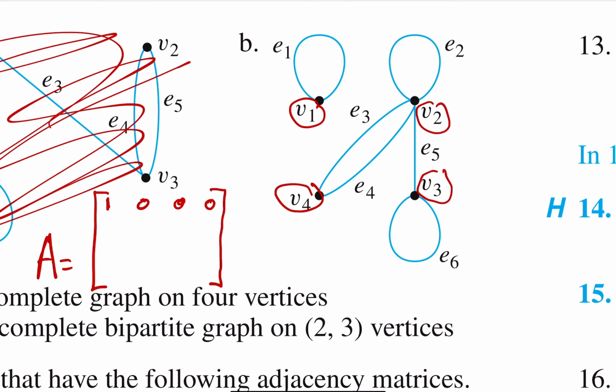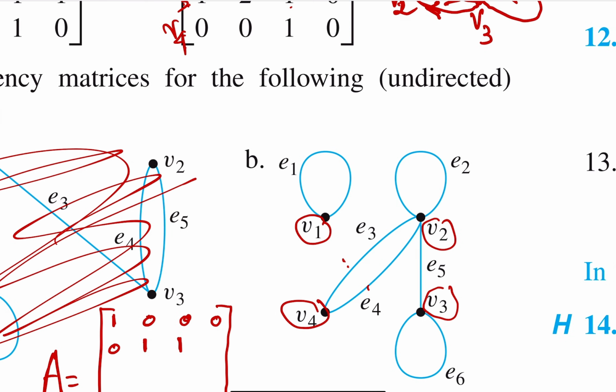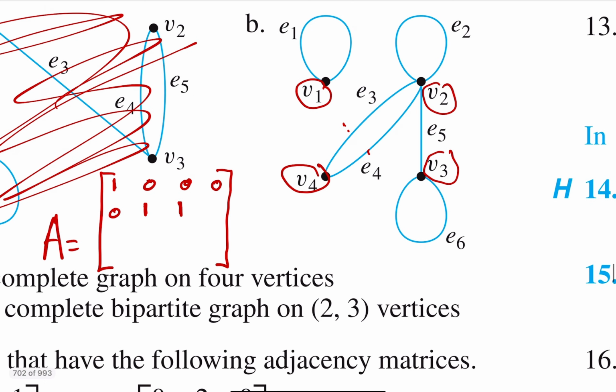Now V2, V1, V2 and V1, there is no connection, 0. V2 and V2 is 1 loop, is 1. And V2, V3, we have 1. And V2 and V4, we have 2. Be careful here. We have 2. Okay, there is no direction here, because it's indirect. There's no direction here.